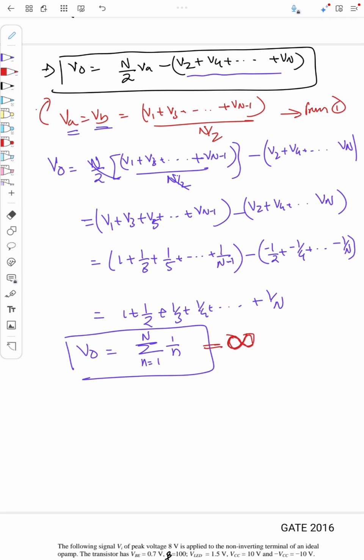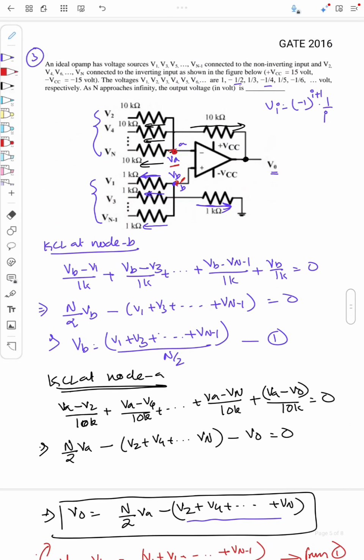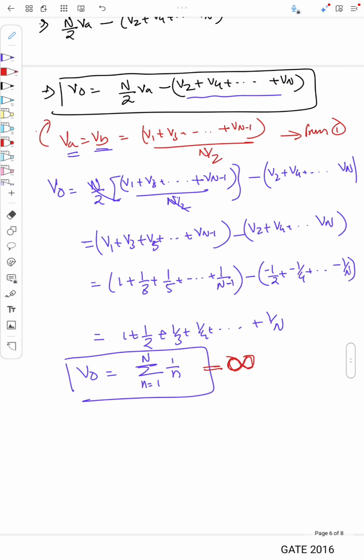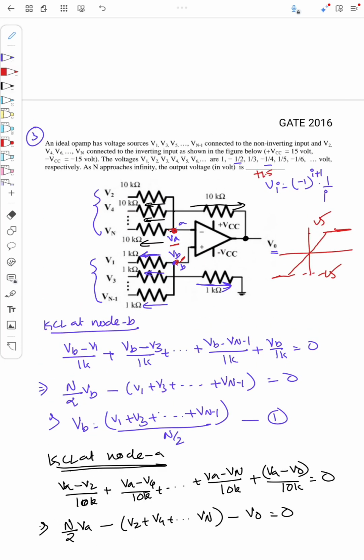This value sums to infinity, which means V0 actually tends to infinity, but we know it's an op-amp circuit and it's an ideal op-amp, so its V0 won't go to infinity. It will be saturated to 15 or minus 15, that is the maximum value it can reach. So what is the value of V0? V0 will be equal to plus 15, which is the maximum value. Infinity means it saturates. So the answer is V0 will be equal to plus 15 volt.